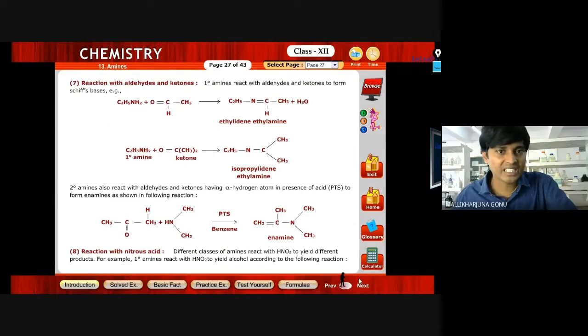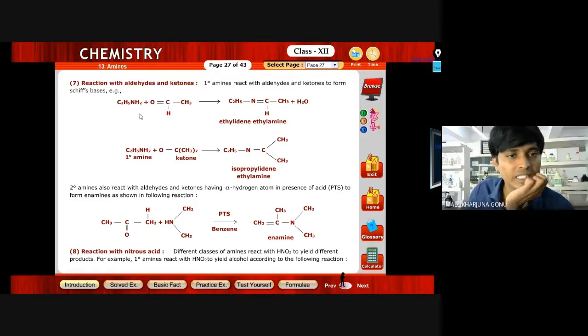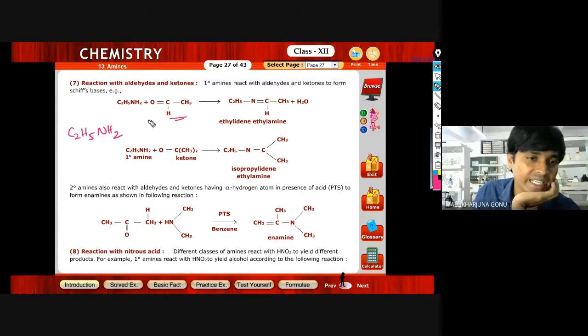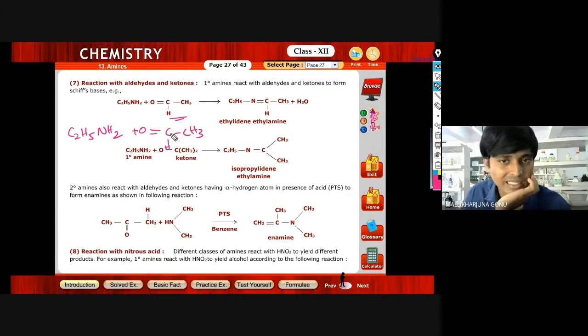Next, reactions with aldehydes and ketones. This also we have discussed. If you are having an amine, for example C2H5NH2, short tricks I have said for all these things. We have discussed already, where you studied this in aldehydes. Again you are studying the amine compounds. That's how, if you interrelate organic chemistry and read it together, it will be easy for you. What is this compound? Acetaldehyde.